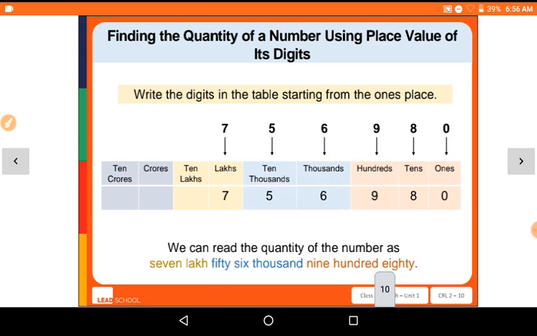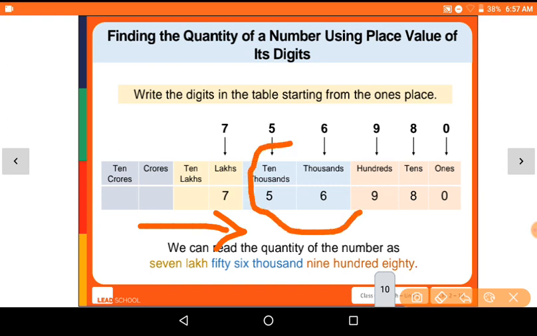Second thing, we can read the quantity of the number as 7,56,980. After putting that number into the place value table, we can read that number from the left side. हमें कहाँ से बोलना है? जिसकी पोजीशन है वहां से हमें बोलना है. 7 किस प्लेस वैल्यू की पोजीशन पे है? लाख की पोजीशन. So we can read like 7, then 10,000, that is 5, and 1,000, that is 6. So 56,000 we have to combinedly read.